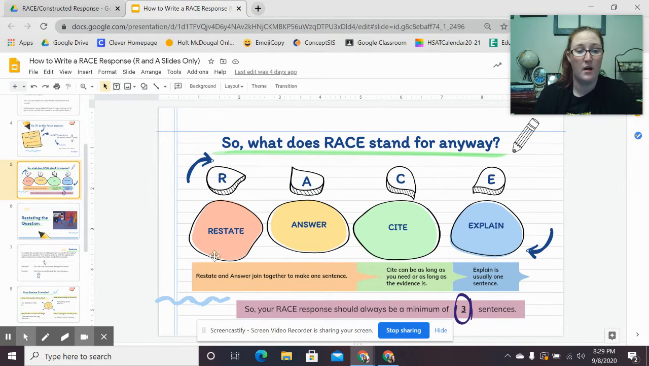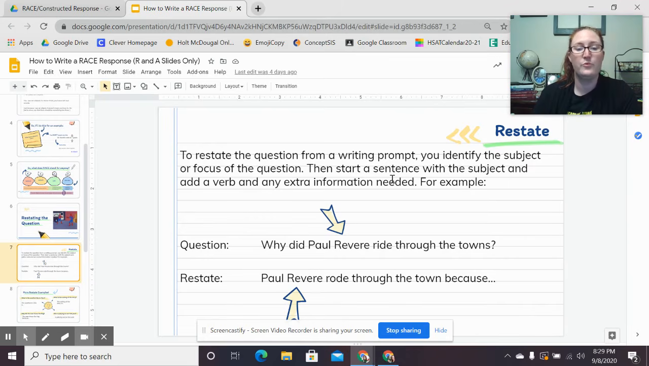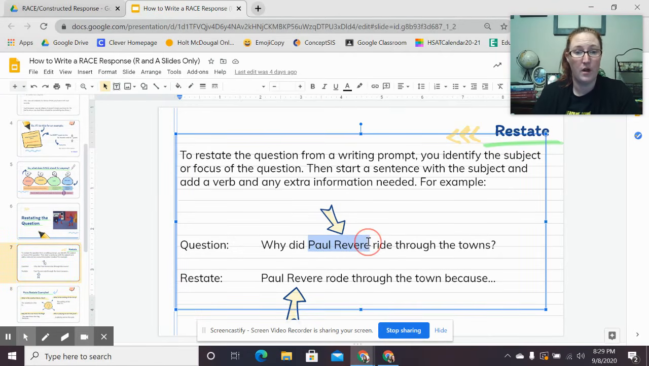All right, so let's talk about the restate. The restate is the question from a writing prompt. You're identifying the subject or the focus of the question. Then you start a sentence with that subject, and usually the verb, and any extra information that was needed. That sounds kind of complicated, but it's not. Here's a good question: why did Paul Revere ride through the towns? What's the subject of that sentence? The main thing we're talking about is Paul Revere. Paul Revere doing what? Riding through towns.